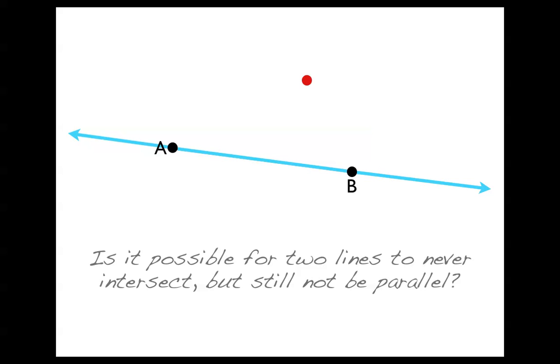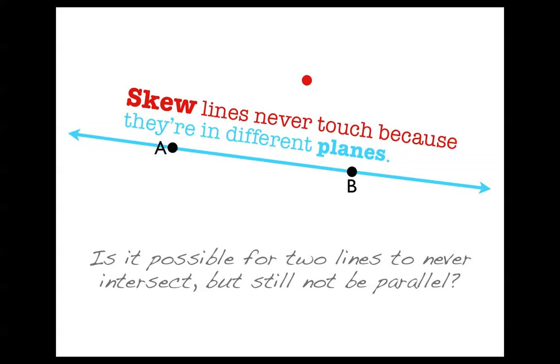It's actually like a little laser, and it's going to shoot you right in the face. Imagine a line coming out of the screen right towards your face from that red dot. That line wouldn't be parallel to line AB, but it also wouldn't intersect AB. And there's a word for that. It's called skew. Those two lines would be skew. Skew lines never touch because they're in different planes.